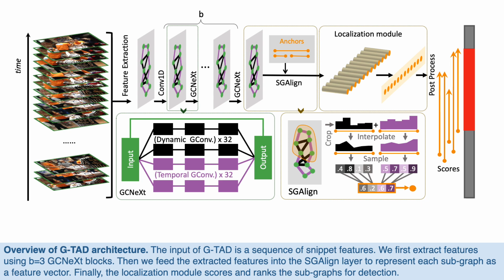This is an overview of G-TAD architecture. The input of G-TAD is a sequence of snippet features. We first extract features using GCNeXt blocks. Then we feed the extracted features into the SD-Align layer to represent each subgraph as a feature vector. Finally, the localization module scores and ranks the subgraphs for detection.